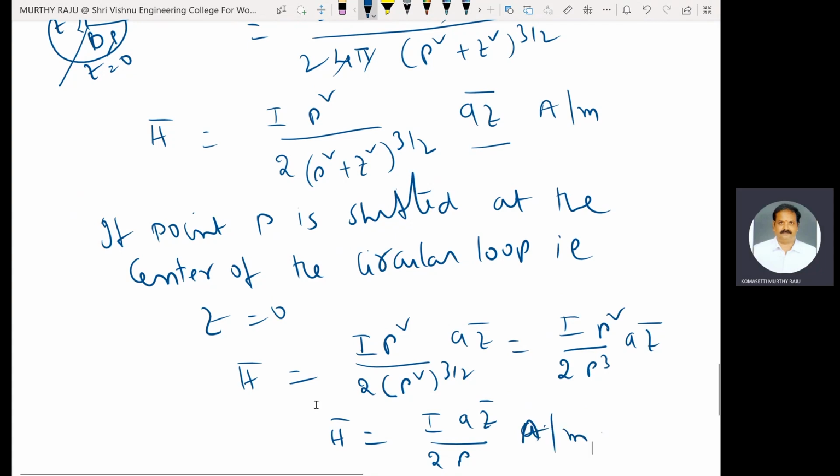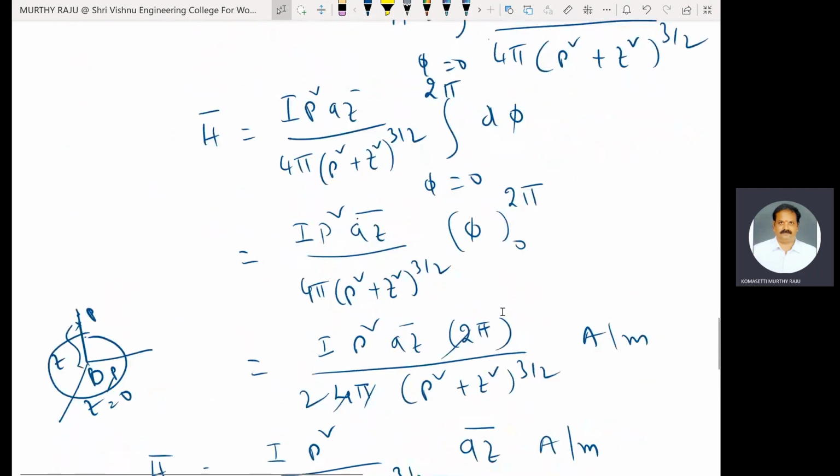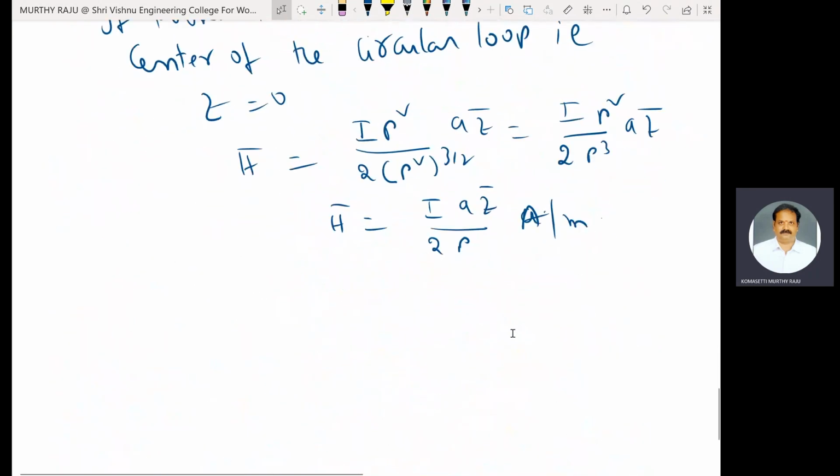The point is shifted to the center of the circular loop, that means Z is equal to 0. This is the magnetic field intensity at a point P on the axis of the circular loop, that is the Z axis. The point P is shifted to the Z origin. Next, find the magnetic potential at a point P.